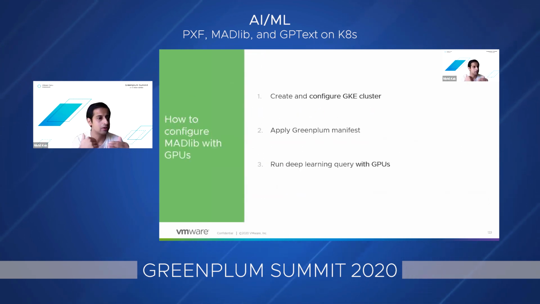Next, we're going to talk about MADlib, which is a slightly different component when it comes to configuration than PXF and GPText. So we'll see how to configure a Google Kubernetes cluster with GPUs. We'll apply a manifest to install Greenplum, and then we'll run a deep learning query.